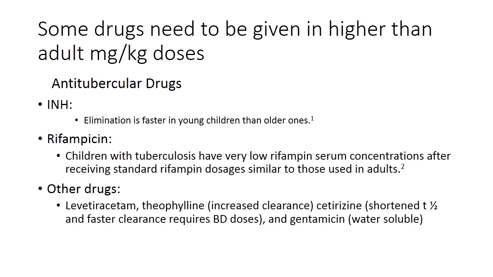Some drugs need to be given higher than adult milligram per kg doses, particularly isoniazid, because elimination is faster in young children than older ones. Similarly, with rifampicin, children may achieve lower rifampicin blood levels after receiving a standard milligram per kg dose as compared to adults. Other drugs for which higher milligram per kg doses are required, because of increased clearance, are levetiracetam, theophylline, cetirizine, and gentamicin.